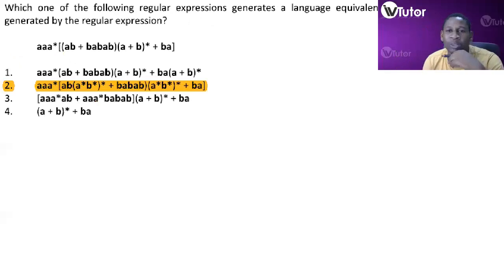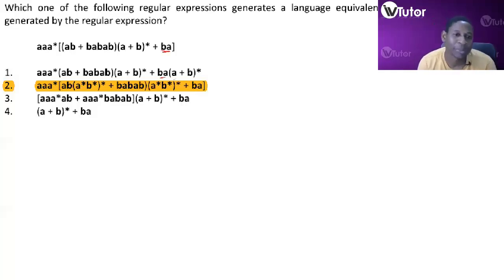Which one of the following regular expressions generates a language equivalent to the language generated by the regular expression? So we've got that regular expression. We want to find where it differs from the others except for the one. If you look at option 1, they look almost similar. It's BA, BAB, okay? A or B Kleene star, then this one is good, BA or BA, right? This one is good, BA or anything.